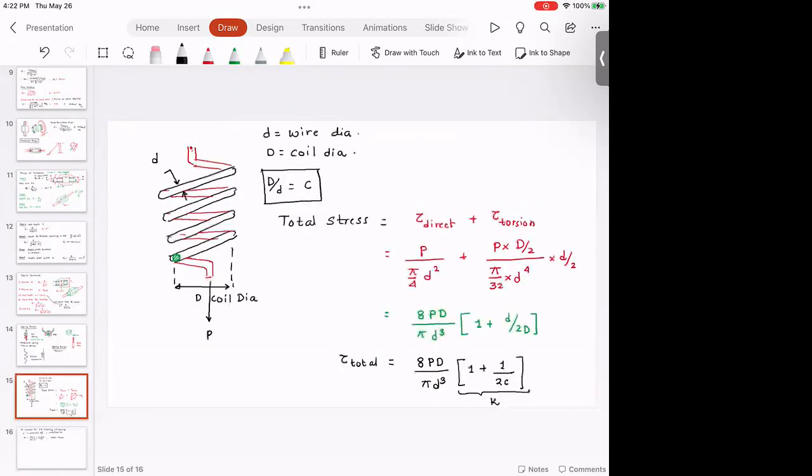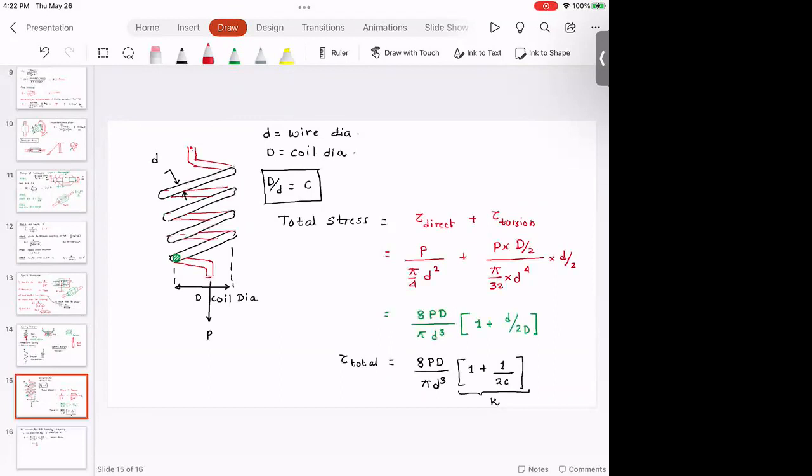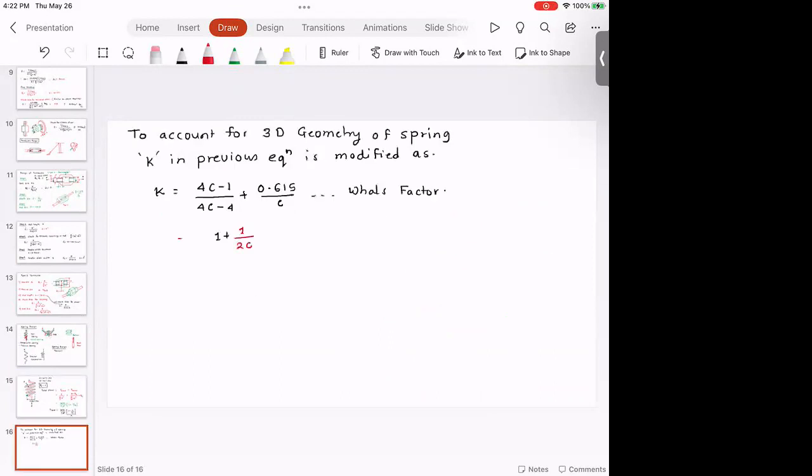Now, the original factor is 1 plus 2 divided by C. This is the original 2D case. And the Walsh factor is used in the 3D case.